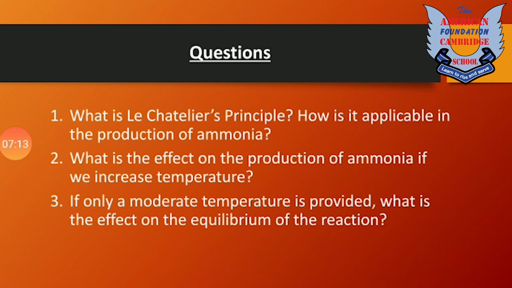Now let's discuss some questions, and you need to answer them by yourself. Question number 1. What is Le Chatelier's principle? How is it applicable in the production of ammonia? Question number 2. What is the effect on the production of ammonia if we increase the temperature? And question number 3 is, if only a moderate temperature is provided, what is the effect on the equilibrium of the reaction?